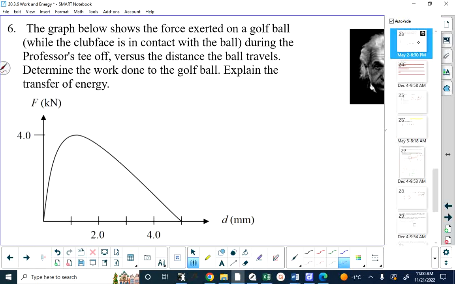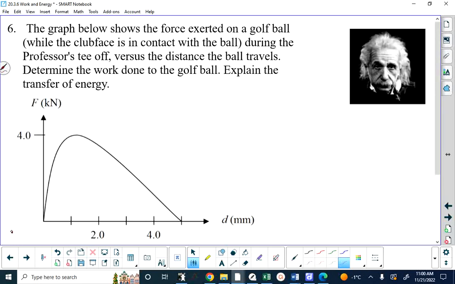So the graph shown here is the graph that shows the force in kilonewtons as a function of the distance that a golf ball moves in millimeters while the club is in contact with the ball. And it says determine the work done. Well, work is force times distance, right?